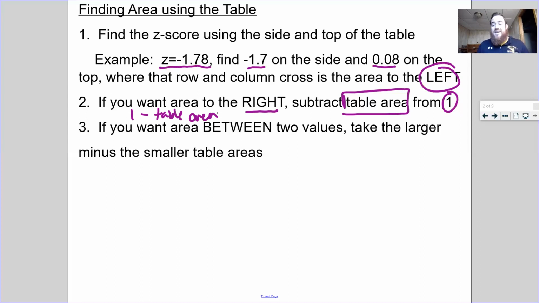So what we do instead is, if we want to find the area between 2 values, take the larger z-score minus the smaller z-score in their table area. So not the z-score itself. So don't do, we wanted to find the area between 2 and negative 1.78, don't subtract those two z-scores from each other. It's their table areas. What does the inside part of the table tell us for those z-scores? That's what we want to find, the area between those 2 values. So let's look at some examples.